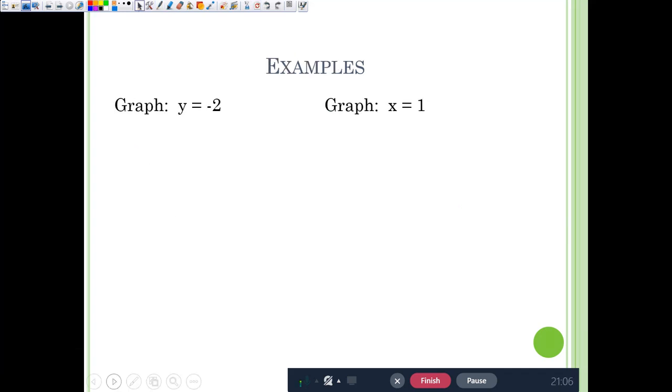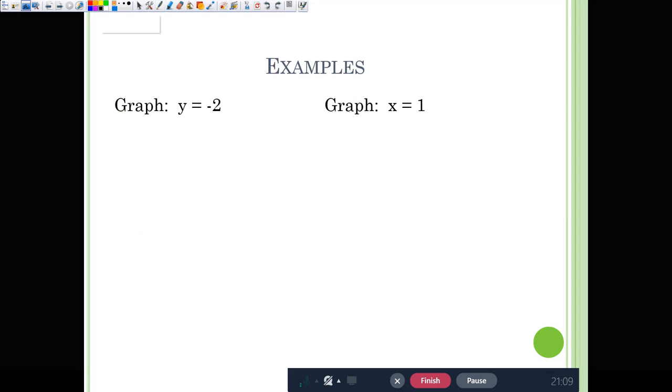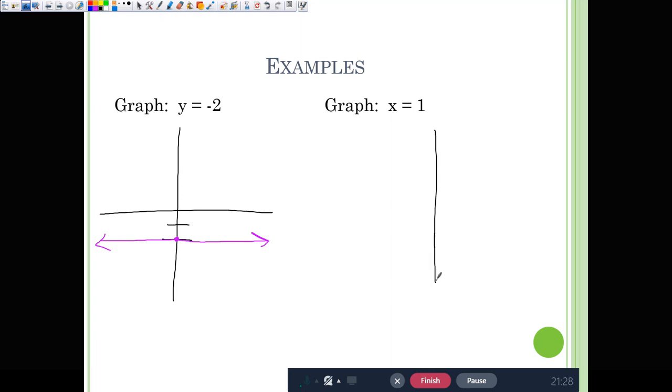So, what type of graph is y equals -2? Horizontal or vertical? Horizontal. So I'm going to go to -2 on my y-axis and draw a horizontal line. What type of graph is x equals 1? Vertical. So I'm going to go to 1 on my x-axis and draw a vertical line.